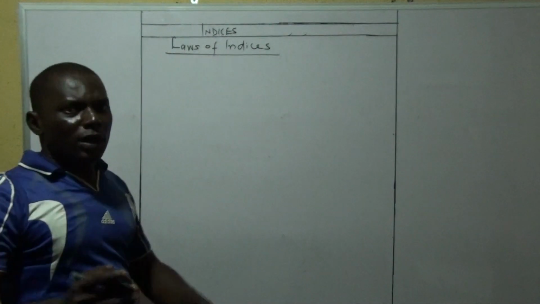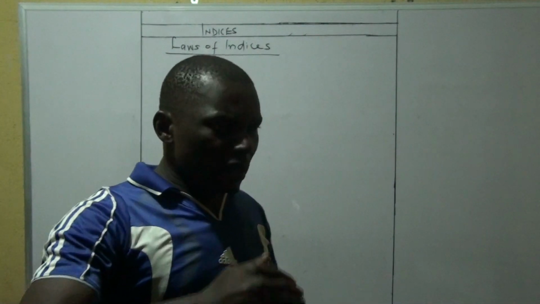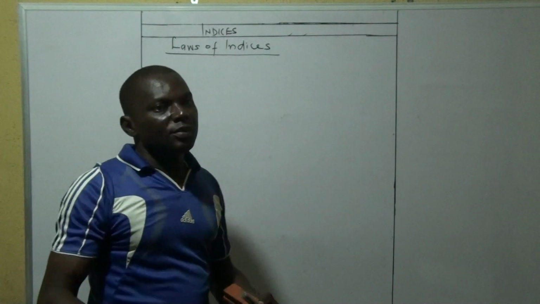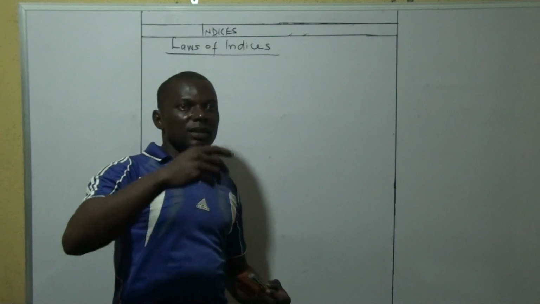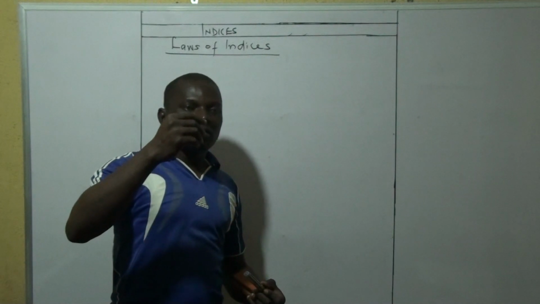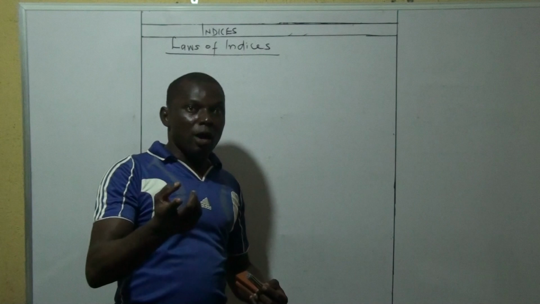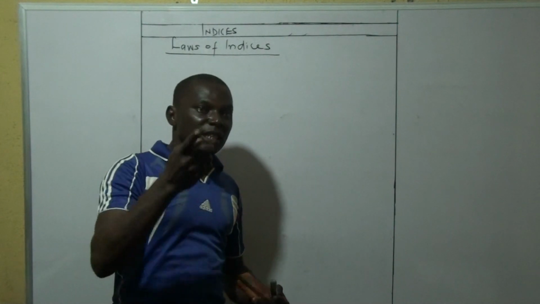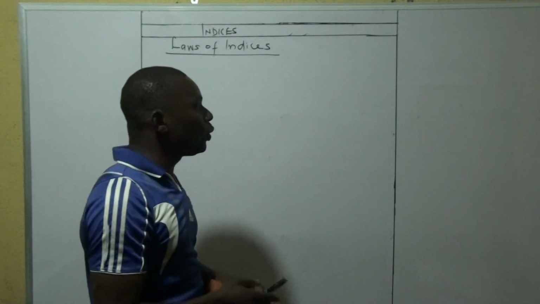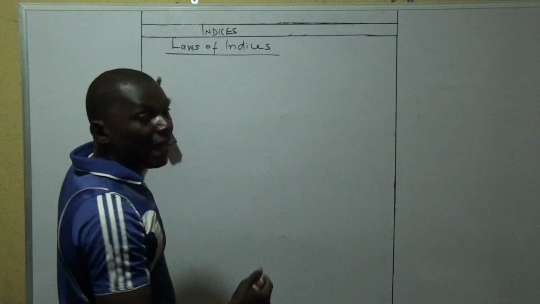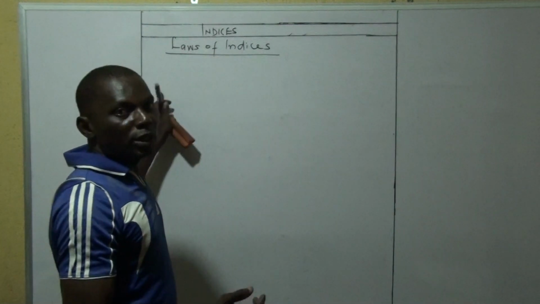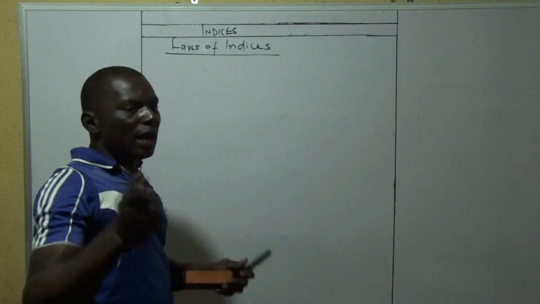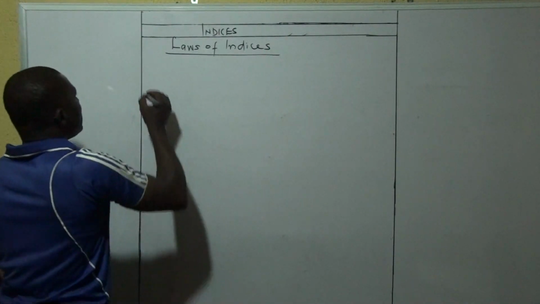So the basic laws of indices are premised on our operation signs: addition, multiplication, division, and so on. They have a relationship. When it is multiplication, we add; when it is division, we subtract. We are going to look at that. Now let's look at the laws of indices.